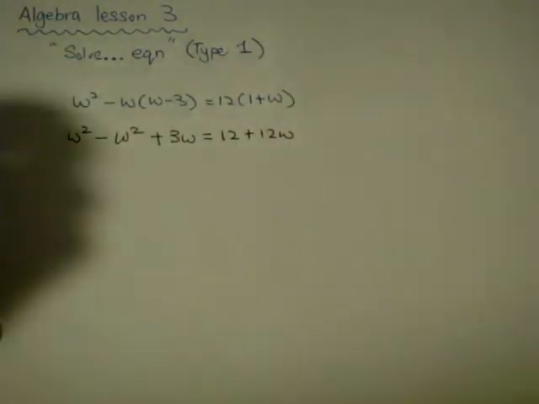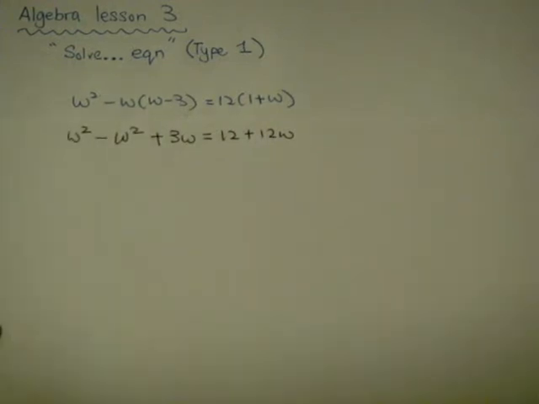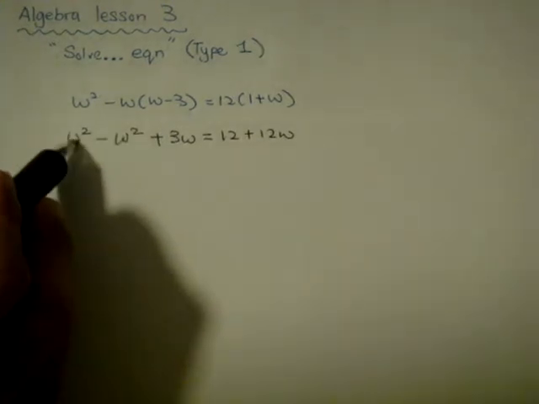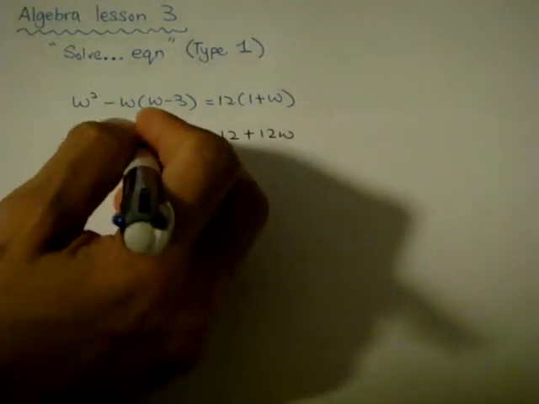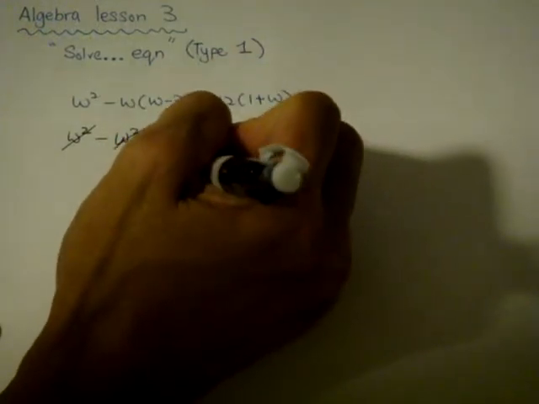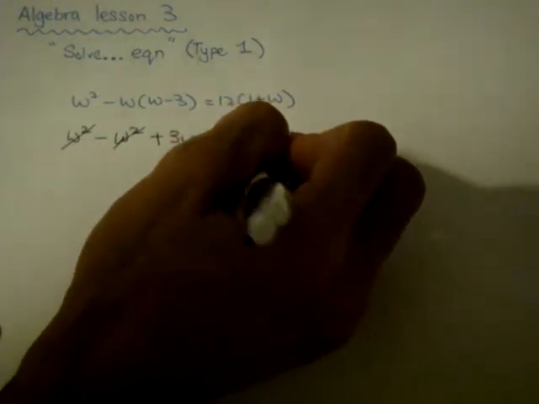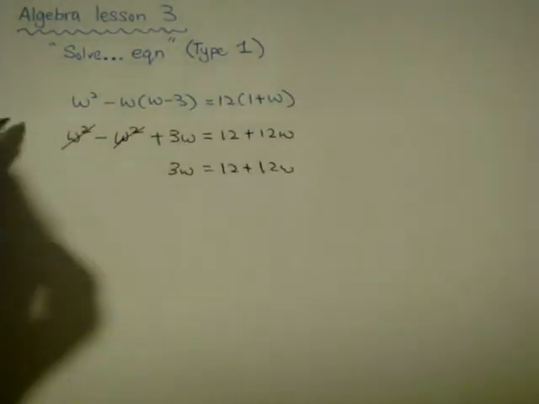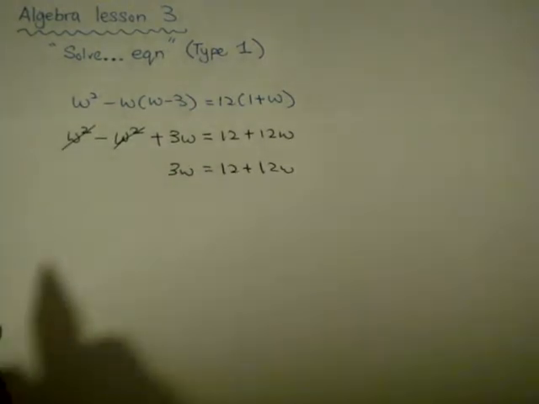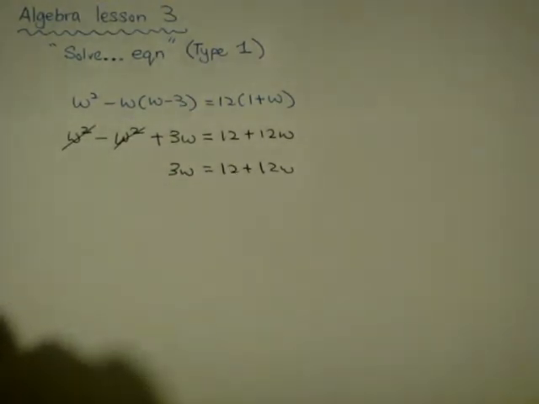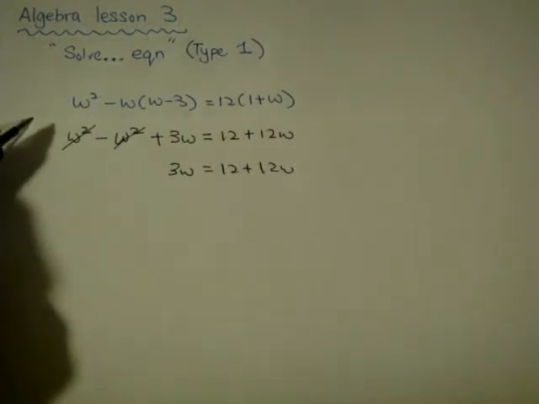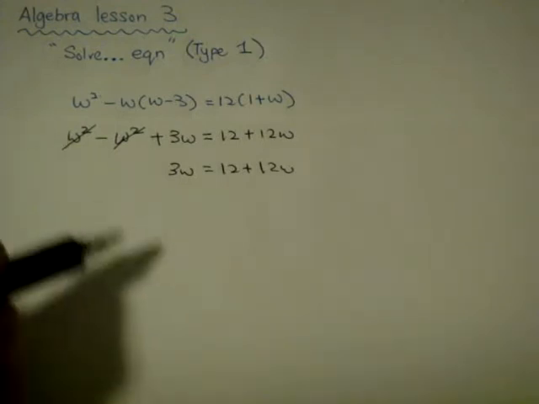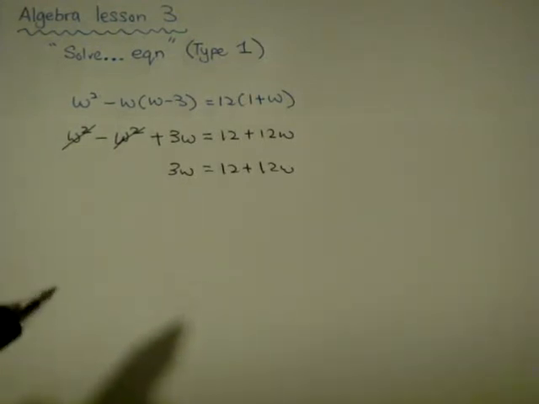Before you go on, you have to simplify first. How to simplify? Whichever you can combine, you combine. For example, these two: W square minus W square is 0, so you can cancel off. So it leaves 3W, 12 plus 12W. So you see, it's simplified, getting shorter and shorter. When solving an equation, you must make sure that your equation is getting shorter and shorter, but not longer and longer. That is the way to guide yourself whether you are on the right path or the wrong path.